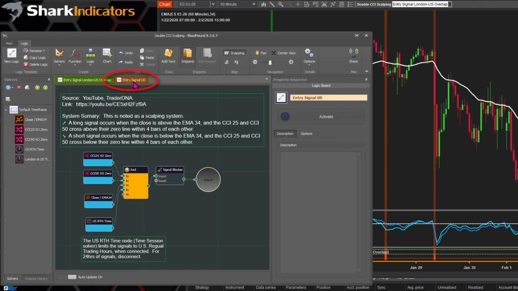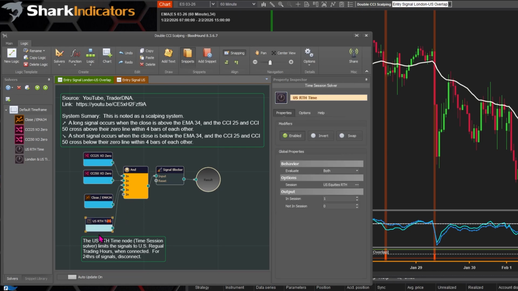The other logic template, same system, is just using the full US RTH time session. So if you do want to play around with this on a lower time frame for RTH, you're ready to go. If you want to see 24 hours of signals, all you simply need to do is disconnect that time session solver, and there you have it.